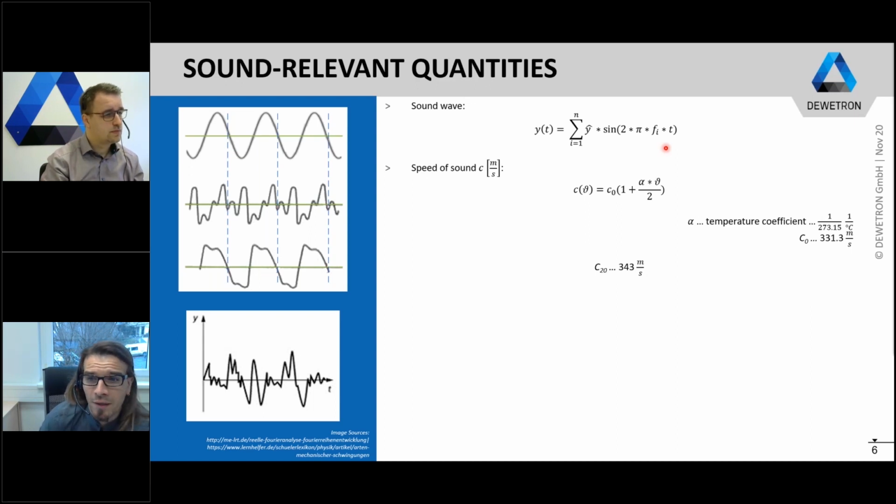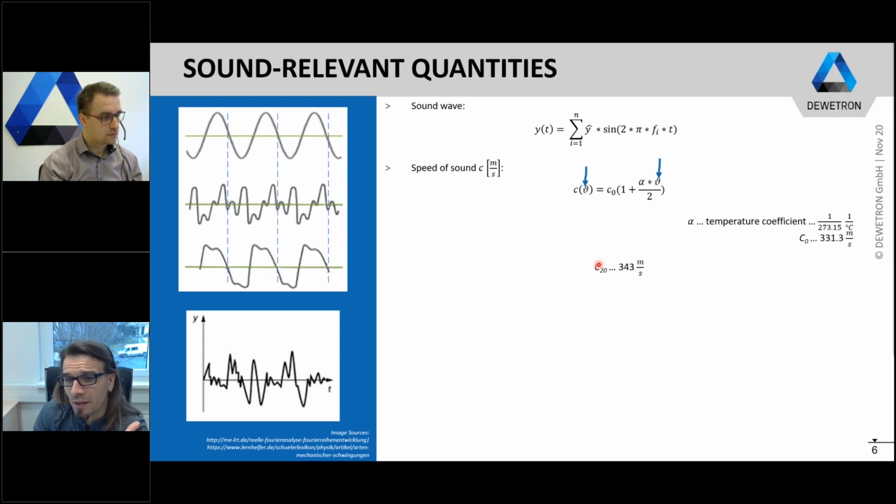I just want to point out one particular thing, and that's the thing which you see here abbreviated with theta. That's the temperature of the medium that transmits the sound wave. And there you see that the speed of sound is temperature dependent. And in general, you can say the higher the temperature, the faster the speed of sound is. And in general, as a rough hint, the speed of sound at 20 degrees centigrade is approximately 343 meters per second.